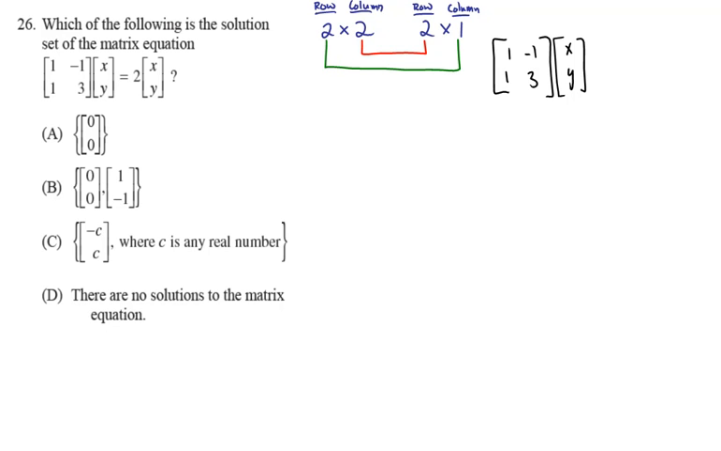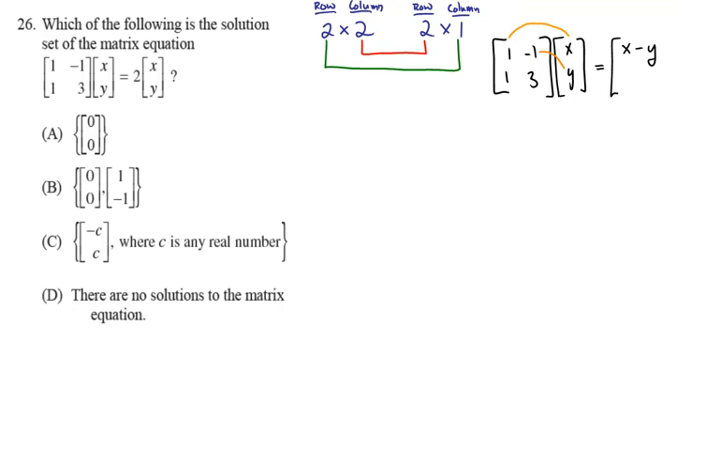So we set up the two matrices next to each other, and what we're going to do is multiply the first row, first column of the matrix on the left by the first row, first column of the matrix on the right. So we're going to multiply 1 times x, and that just gives us x. Then we're going to multiply the first row, second column of the matrix on the left by the second row, first column of the matrix on the right. And that gives us -1 times y, or negative y.